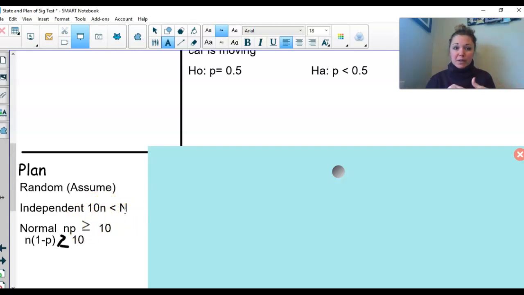Then the normal condition, okay? The normal condition is our n, our sample size, times our p, which we know up here from our null hypothesis. That has to be greater than or equal to 10, as well as n times 1 minus p has to be greater than or equal to 10.